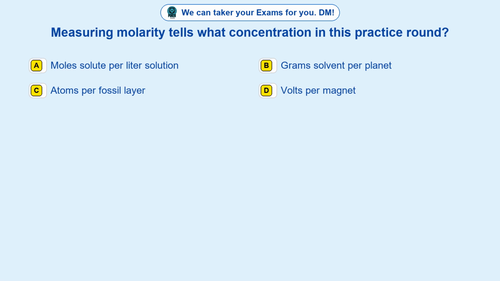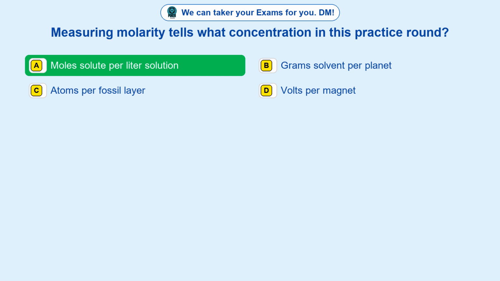Question 45. Measuring molarity tells what concentration in this practice round? Option A, moles solute per liter solution. Option B, grams solvent per planet. Option C, atoms per fossil layer. Option D, volts per magnet. The correct answer is option A, moles solute per liter solution.